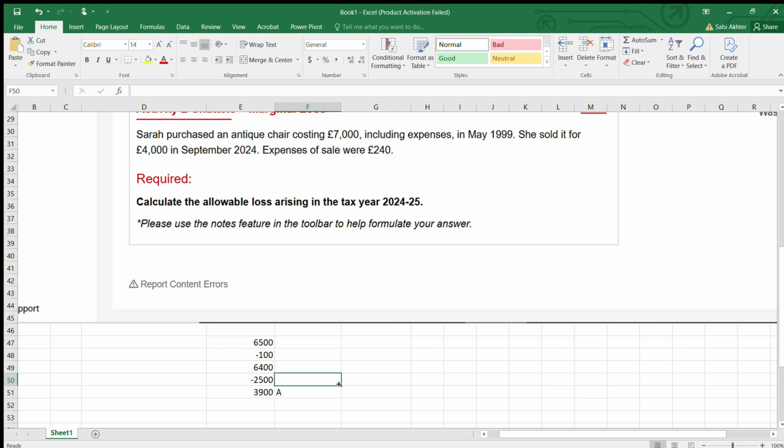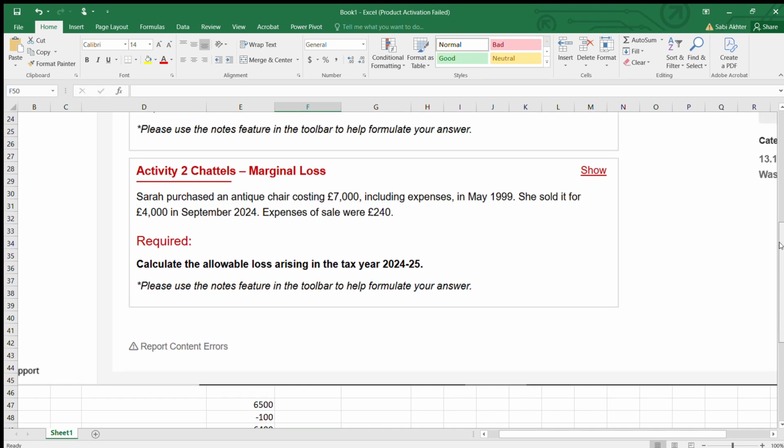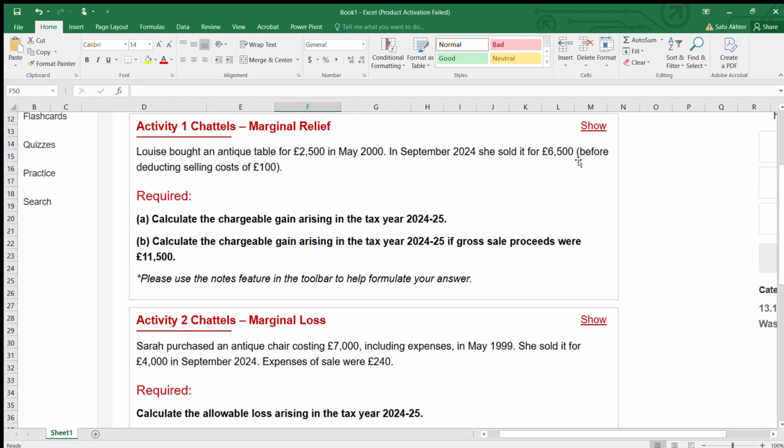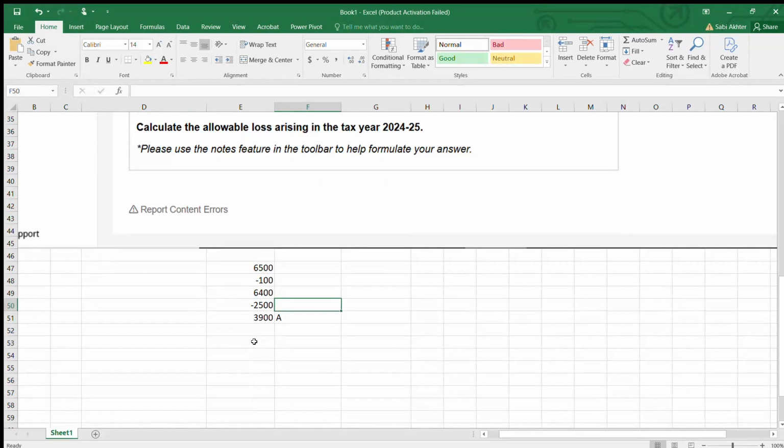Now, remember, lower of A and B. Why? Because this is situation number 3. Sale proceed is more than 6,000. Cost is less than 6,000. This is situation 3. You have to use the fraction 5/3. So this is A. Lower of the two will be your gain.